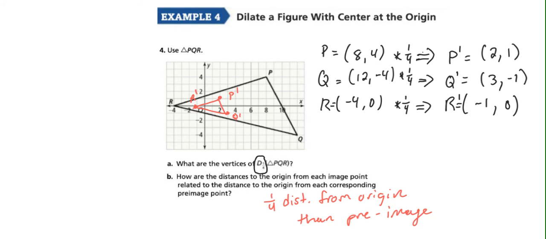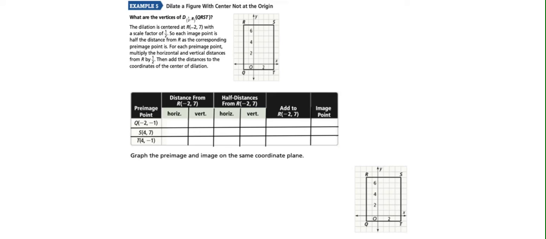All right. Now, next, we're going to go over a problem where it does not have a center at the origin. When we're given a problem of a dilation from a point, right? So this says dilation of 1/2 at point R. Okay. So the dilation is centered at R, which is (-2, 7) with a scale factor of 1/2. Right, so each image is at half the distance from R as the corresponding pre-image point is.